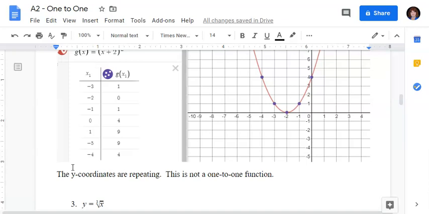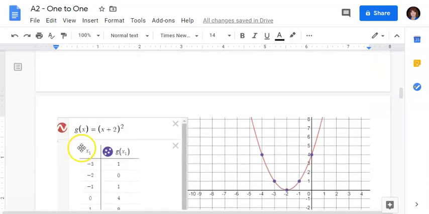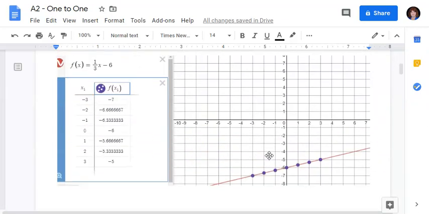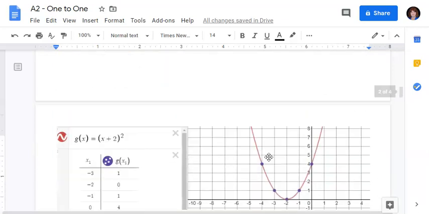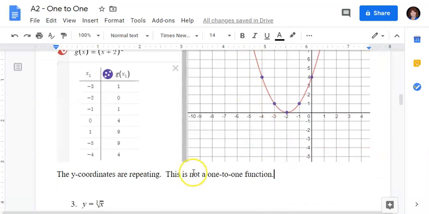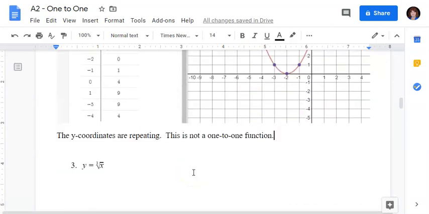So you can use that same horizontal line test in these exercises to determine if the function is one-to-one. When you go back to your line, you could draw as many horizontal lines as you want, but you're never going to have a horizontal line intersect this line more than once. But for the parabola, a horizontal line will intersect in lots of places. So this is not a one-to-one function.